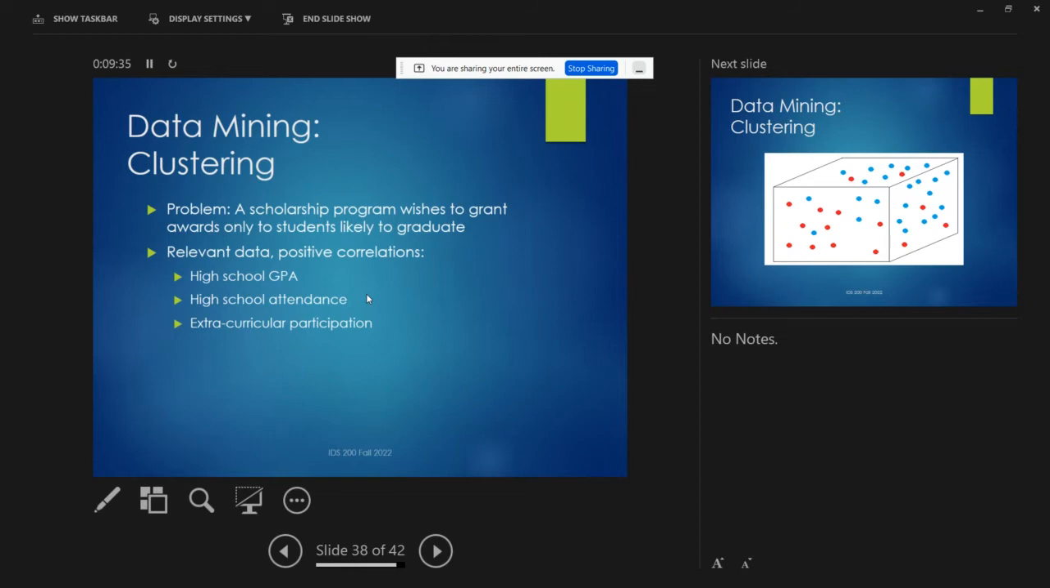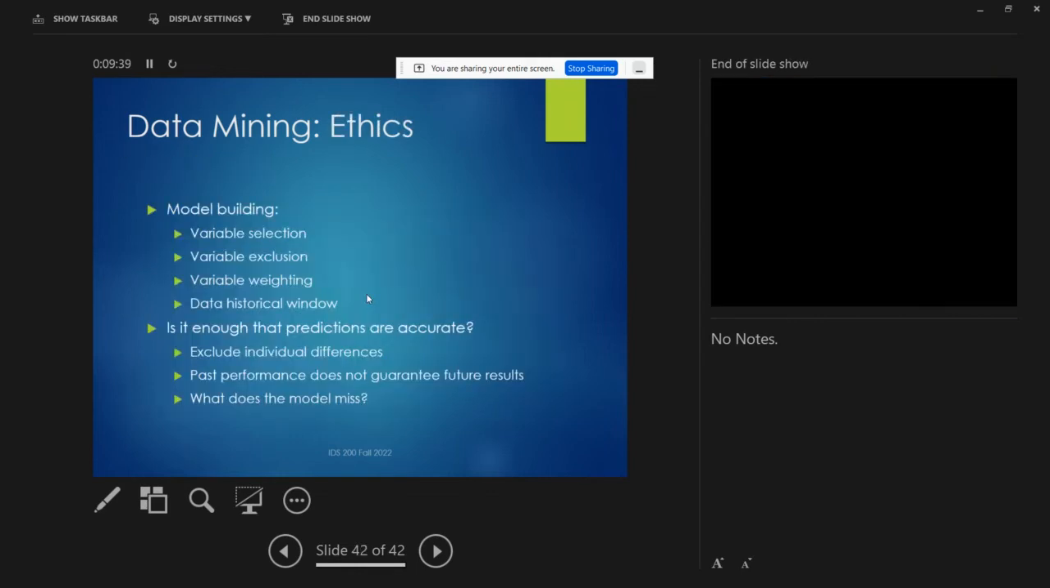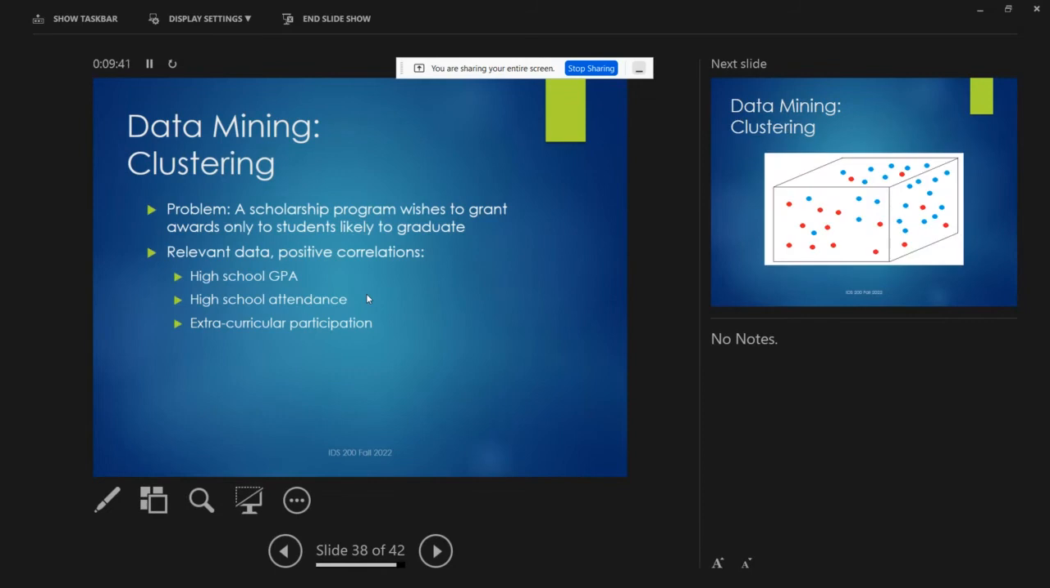Okay. Now, these next two, we have clustering and trees, and they're pretty similar, but there is a difference. All right, so we'll start with clustering. Suppose your problem that you want to use data mining for is a scholarship program, right? You're some university running this scholarship program, and you want to grant those awards only to students that are actually pretty likely to graduate, right? You don't want to give this scholarship to somebody who's likely to drop out in the first year.